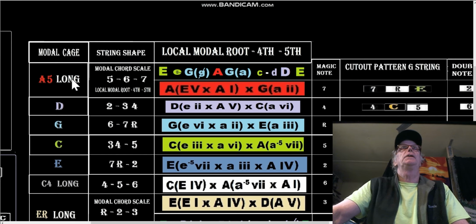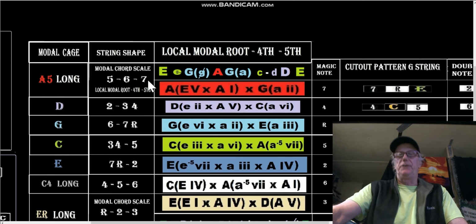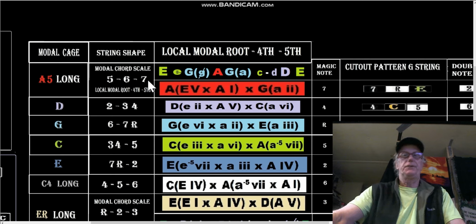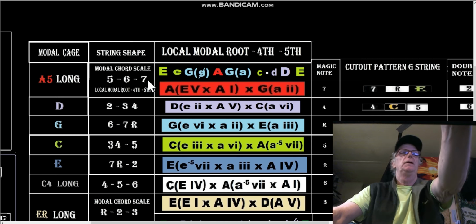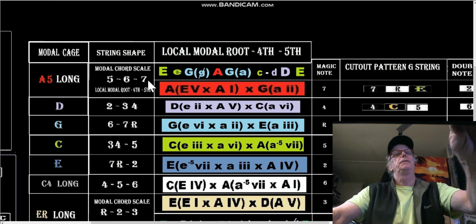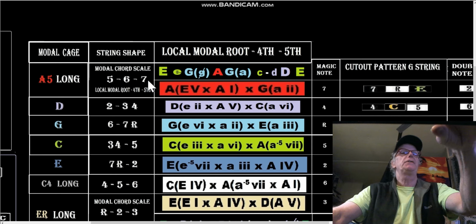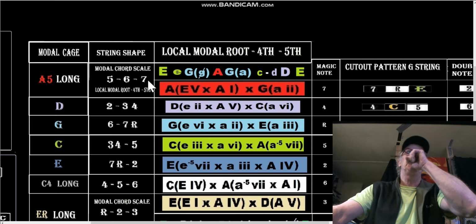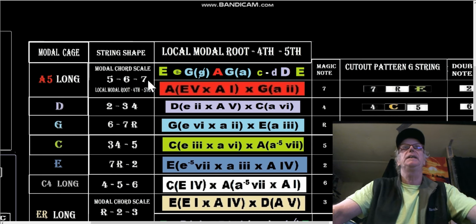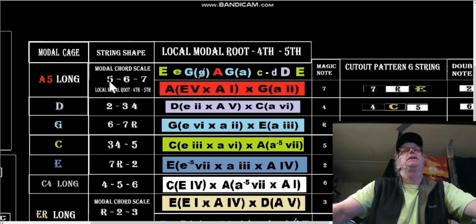So let's just start on the A cage, the A5 long, 5, 6, 7, any key, the 5th, the 6th, the 7th. If you're in the key of B flat, the 5th would be F, the 6th would be G, and the 7th, that's the leading tone to the root, would be A. Okay, so it works that way. Any key. 5, 6, 7 in C is G, A, and B.